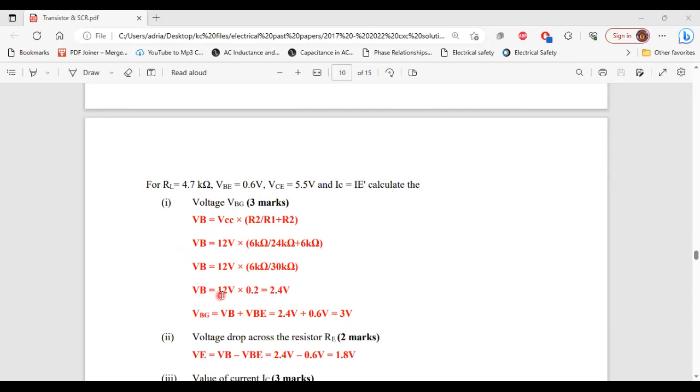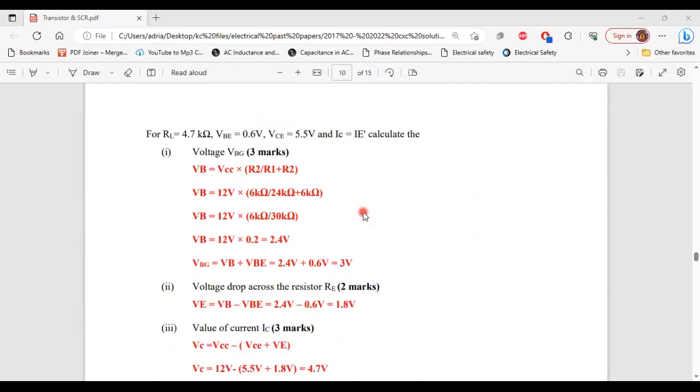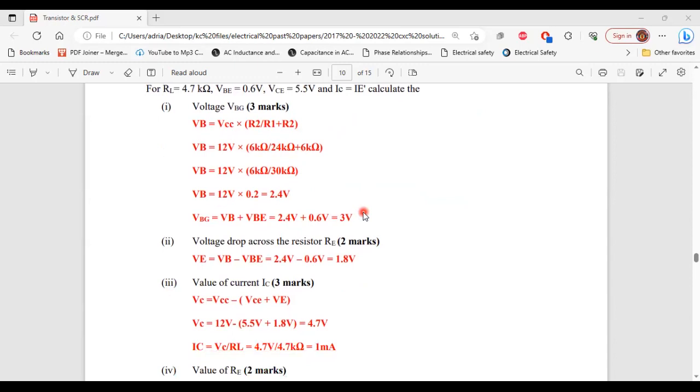Now that we have the base voltage, we can now go ahead and calculate VBG. VBG is equal to VB plus VBE. Remember, VBE is the voltage of the transistor material. For this question, VBE was given, which is 0.6 volts. So VBG is equal to 2.4 volt plus 0.6 volt. That will give us 3 volt. So what that means is that between point B and point G, we will end up with 3 volts. All right, so that's it for part one. For part two, it says to calculate the voltage drop across the resistor RE.